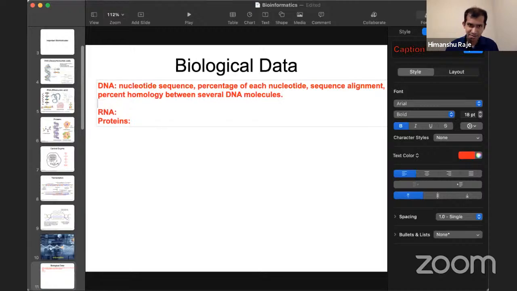Okay, can somebody tell me what kind of data can we have for RNA? We can always go back to DNA if something strikes to us. RNA, unlike DNA, has several types. We just learned about that. So if you can put your thoughts in the text chat window of Zoom, I would much appreciate that. What kind of data can we have for RNA? Of course, nucleotide sequence. Any other thoughts?